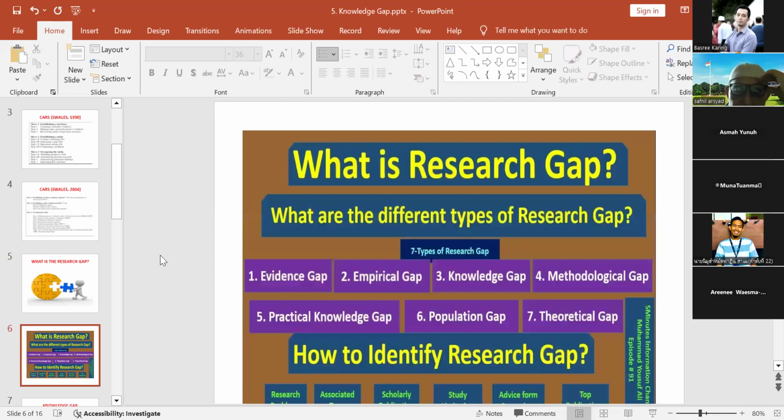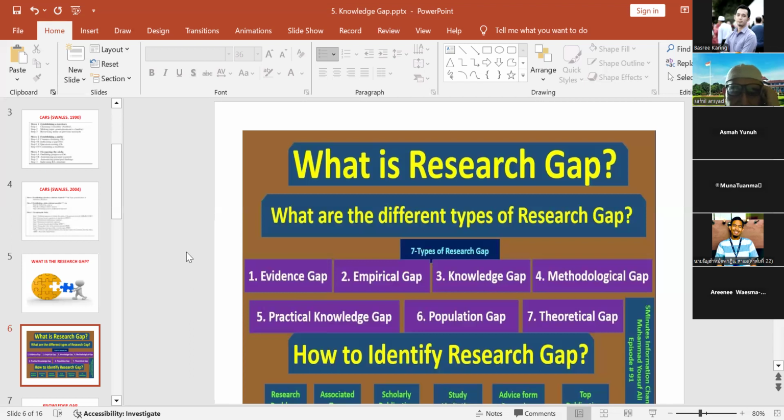So what is research gap? There are other names for this: evidence gap, empirical gap, knowledge gap, methodological gap, practical knowledge gap, population gap, or theoretical gap. So there are 7 types of research gap. This is by Miles. My model, the model that I used in the articles I published last year, uses only 5 types. Evidence gap means we look at the evidence from the studies already conducted, and if we find something missing there, a limitation of the study, we call it that. I'll give you examples of this later on.